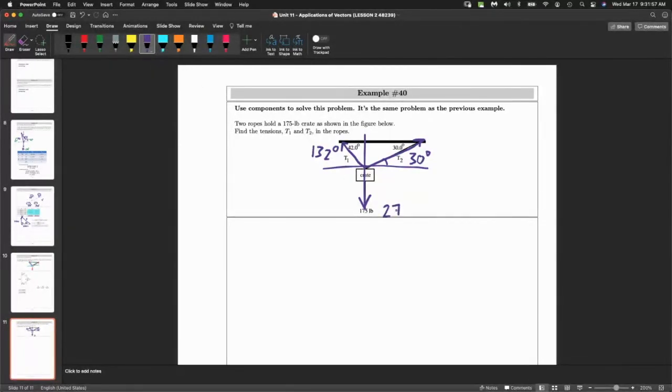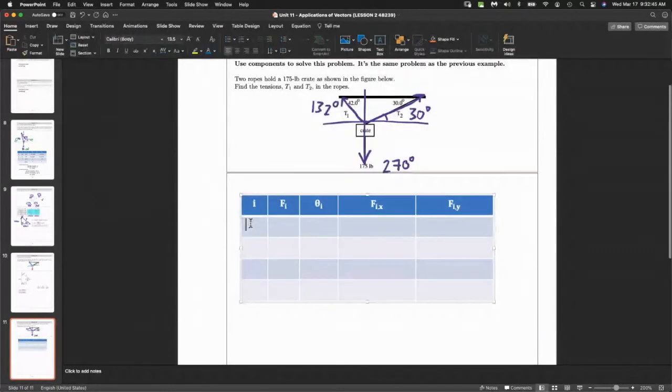So let's see how we would set this up using the method of components. I'll construct a table as we did for the previous question, and then we'll proceed from there. So there's three forces acting. The first force will be, I'll call it T1. I'm just doing them in the order of the forces.